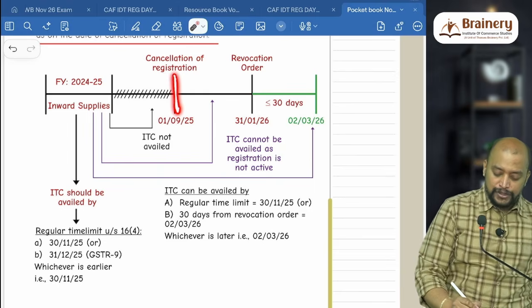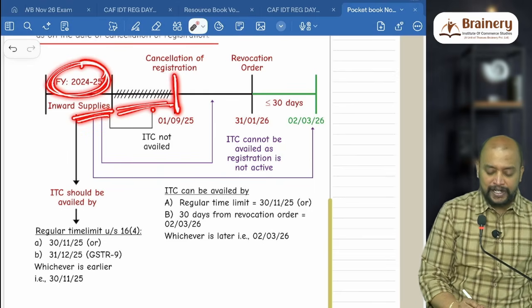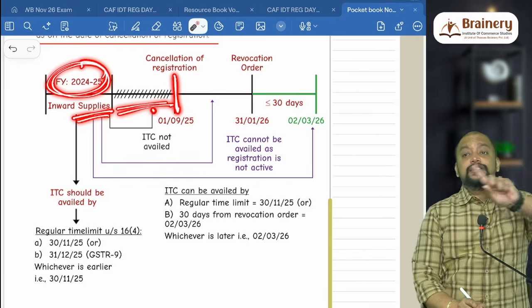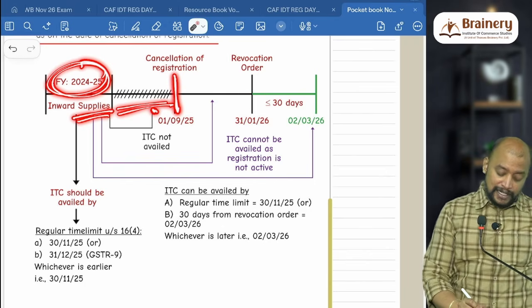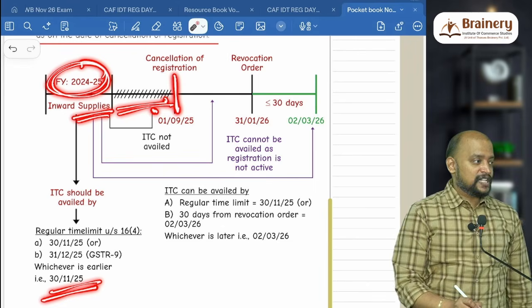Up to 1/9/2025, for this financial year, inward supplies ITC is not availed, and the time limit is not expired, because they have a regular time limit of 30/11/2025. So the regular time limit is not expired.